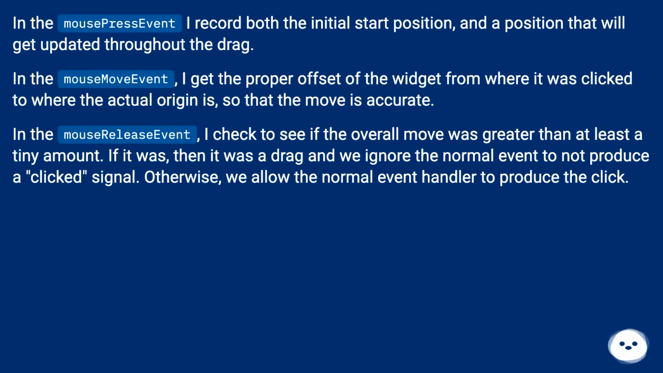In the mouse press event, I record both the initial start position, and a position that will get updated throughout the drag. In the mouse move event, I get the proper offset of the widget from where it was clicked to where the actual origin is, so that the move is accurate.